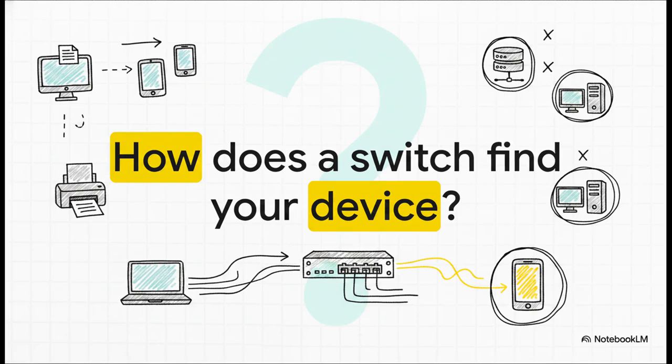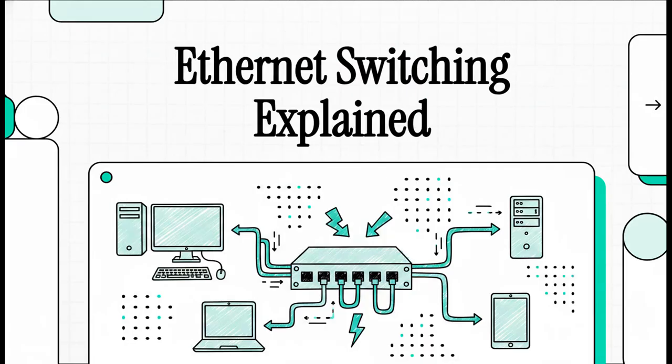Have you ever fired off a quick document to a printer down the hall, or maybe transferred a large file to a coworker, and just marveled at the fact that it never accidentally ends up on someone else's screen? I mean, how exactly does a network switch know which device is yours among literally millions of possibilities on a network? Well, welcome to This Explainer.